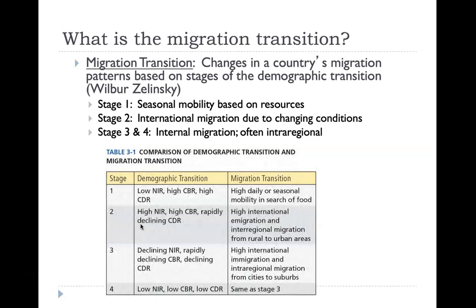You're going to see movement, interregional migration. You see people moving from rural areas to urban areas. You're going to see people moving from the cities to the suburbs as well, as people have largely become urbanized in stage three and four countries, right? And you can see this again, there's the demographic transition, what's going on with the birth rate, the death rate, and the natural increase rate. You're going to see all sorts of how it translates into movement of people.